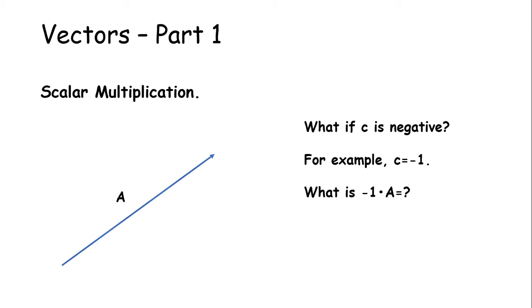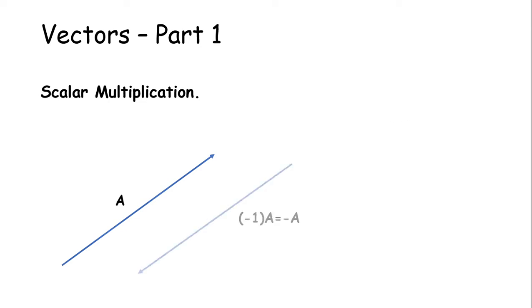Well, once again, if we think of the length of A as a displacement, moving along A from its tail to its head is a positive displacement. And by definition, the negative A, which is -1 times A, is a vector that has the same length as A, but points in the opposite direction.